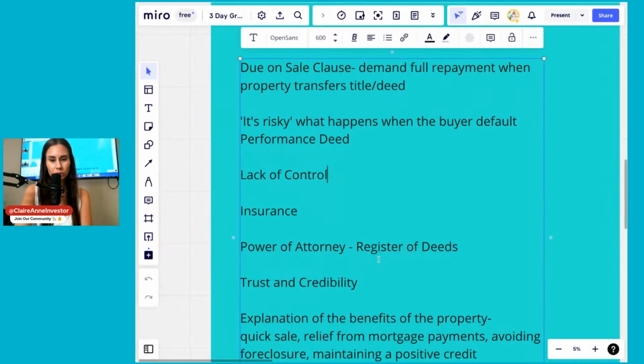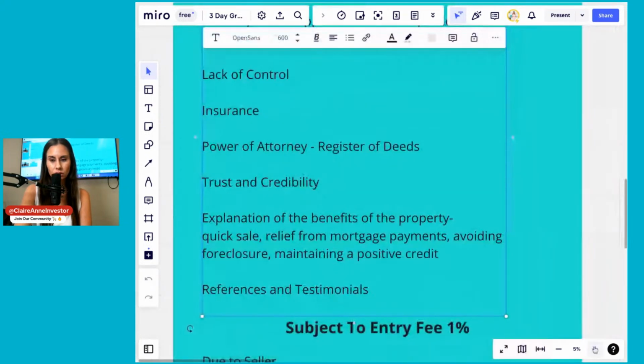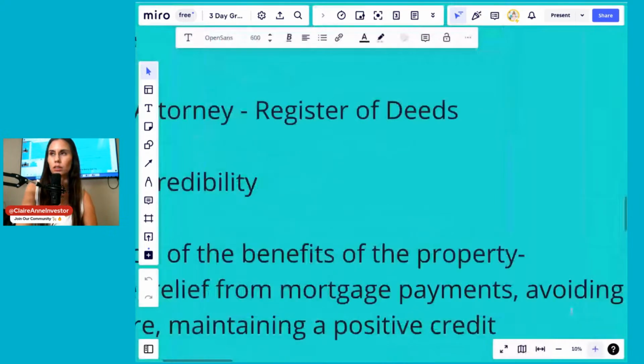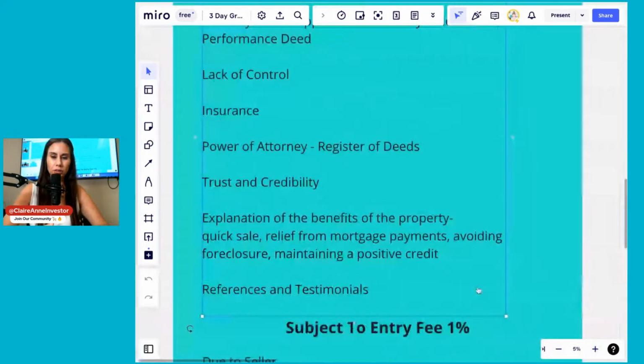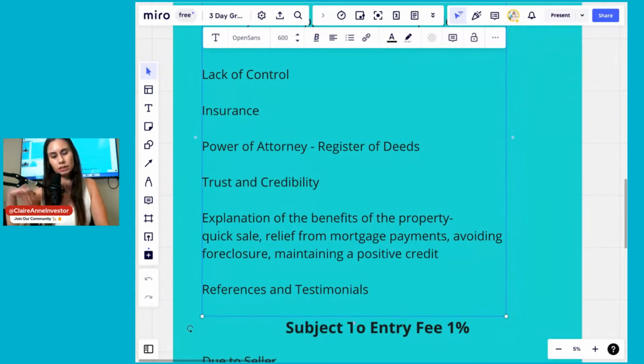All right, trust and credibility. This obviously takes a lot of trust from the seller and buyer to make sure that you guys are both on the same page with a lot of this. So making sure that you are trustworthy is super important. I don't think I need to explain that any further. Explanation of benefits of the property: quick sale, relief from mortgage, avoiding foreclosure, maintaining a positive credit. So this is meaning like if the seller is in a bad position.